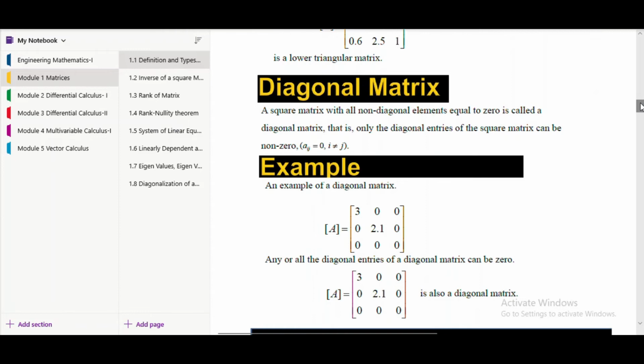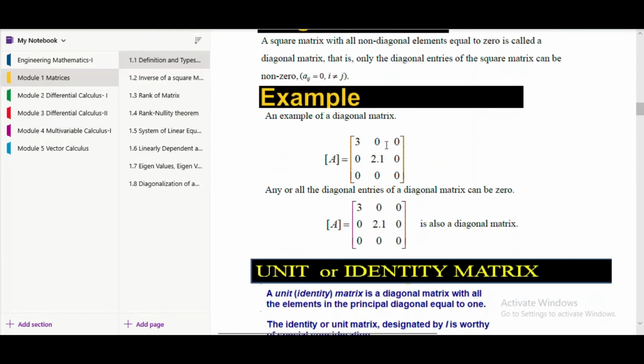Next one is the diagonal matrix. A square matrix with all non-diagonal elements equal to 0 is called a diagonal matrix. That is, only the diagonal entries of the square matrix can be non-zero and other entries should be 0. And this one is the example of a diagonal matrix where main diagonal entries are 3, 2, 1 and 0, and the remaining entries all are 0.